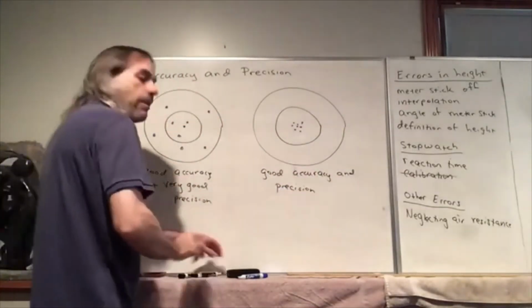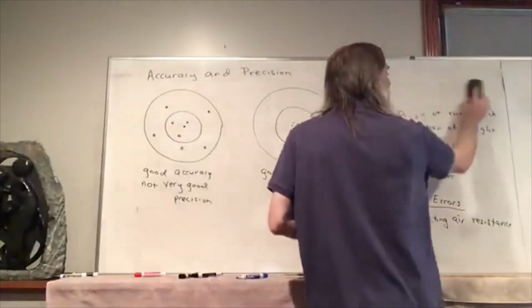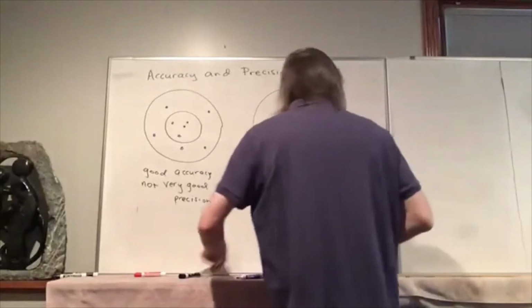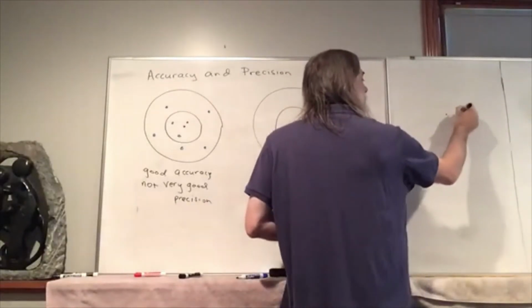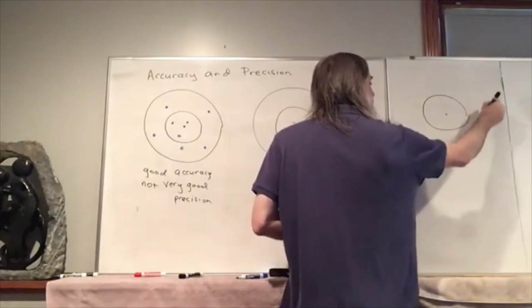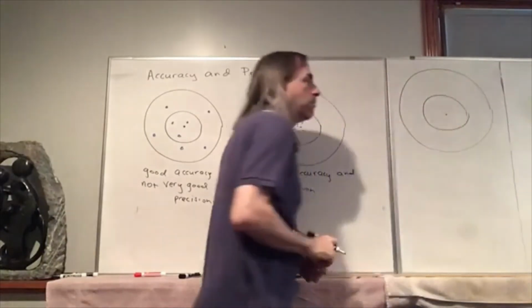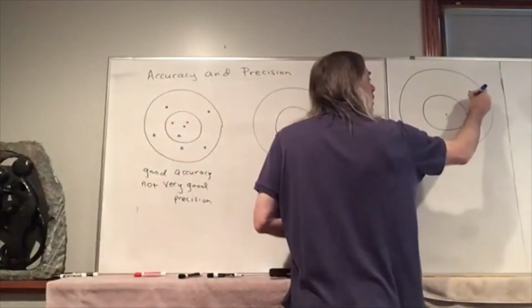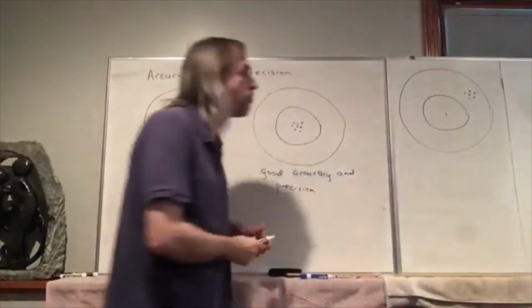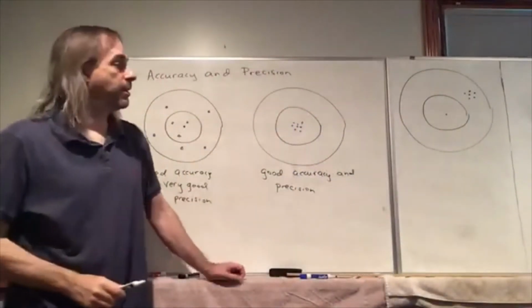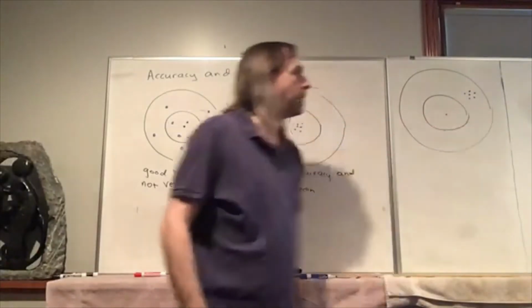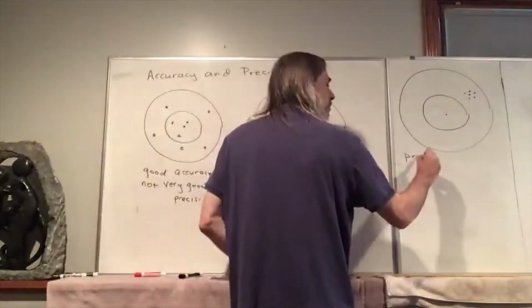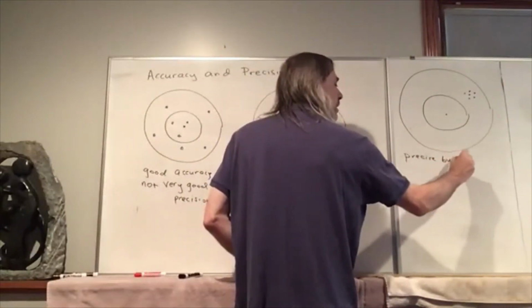Now, actually, I'm going to erase this. I'll draw another picture. This is kind of like the Hubble picture here, where this one would be very precise, but not at all accurate, because you're trying to measure something here, but all your measurements are off over here. So this is precise, but not accurate, because you're not anywhere near the bullseye.